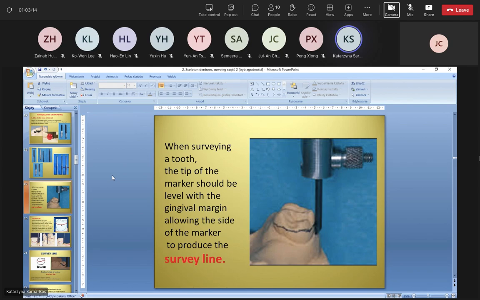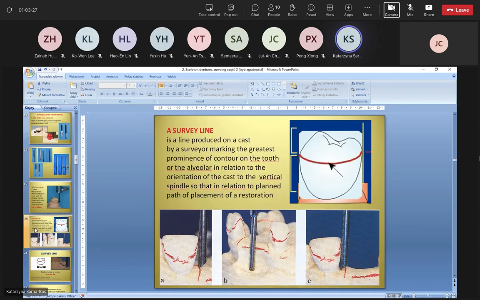When surveying a tooth, the tip of the marker should be level with the gingival margin, allowing the side of the marker to produce the survey line. What does a survey line mean? This is a line produced on a cast by a surveyor, marking the greatest prominence of contour on the tooth or the alveolar process in relation to the orientation of the cast to the vertical spindle, so in relation to the planned path of placement of the restoration.